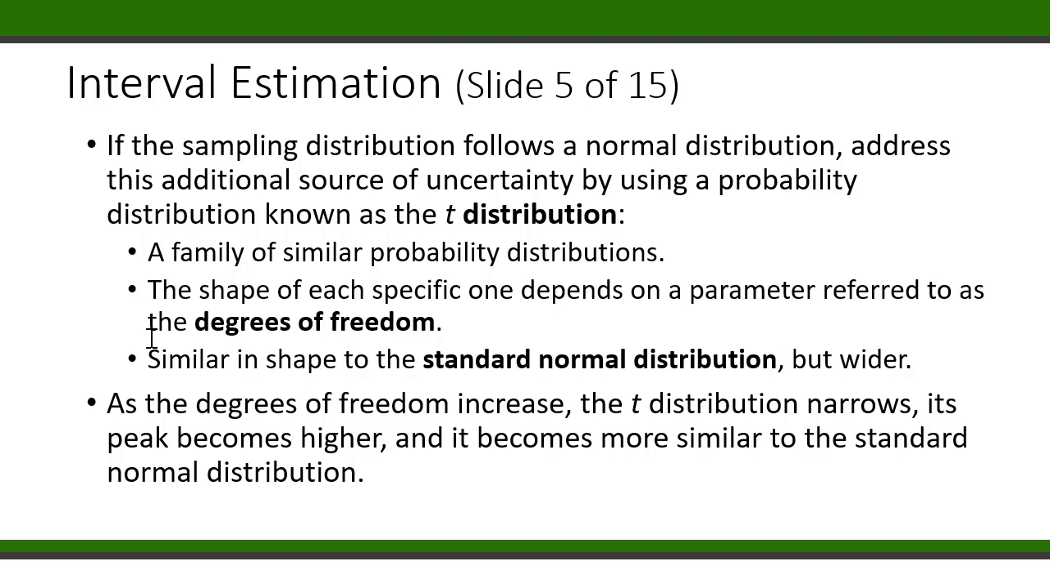The shape of that t-distribution is similar to a standard normal distribution, but a little wider. As the degrees of freedom increase, that t-distribution narrows, and the peak becomes higher. And that's when it becomes more similar to the standard normal distribution.